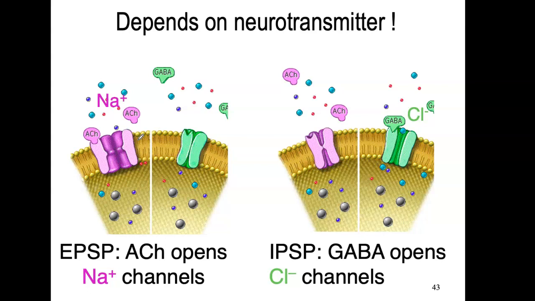How does this work? How do you get one to be excitatory and one to be inhibitory? So the excitatory postsynaptic potential, the acetylcholine, opens the sodium channel. The inhibitory postsynaptic potential, the GABA, opens chlorine channels. And chlorine is negative, and it will bring down that resting membrane potential. And that's where we stop.